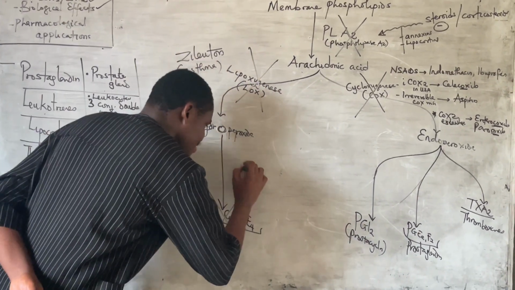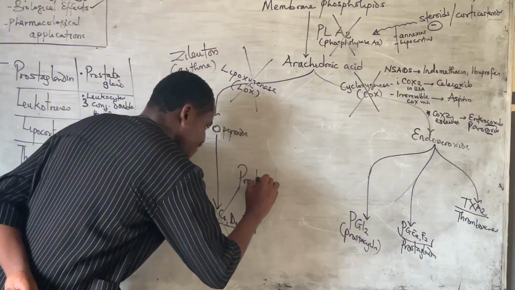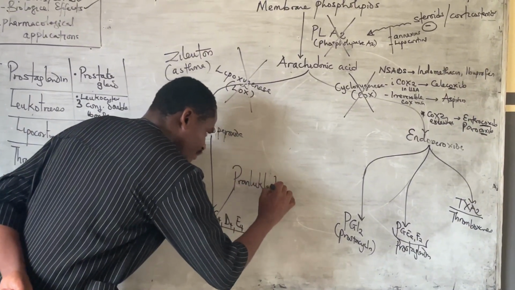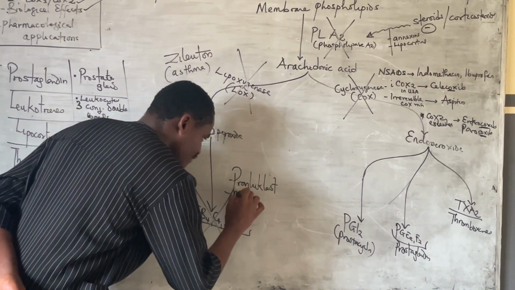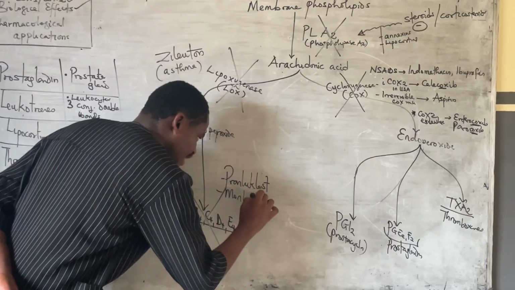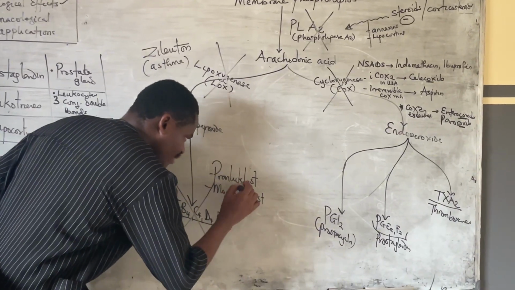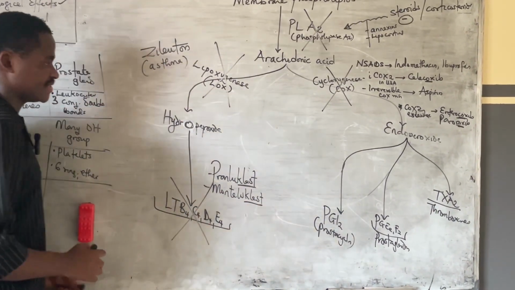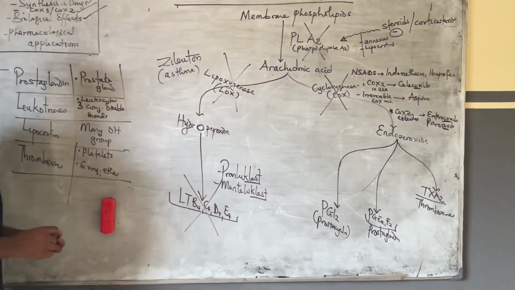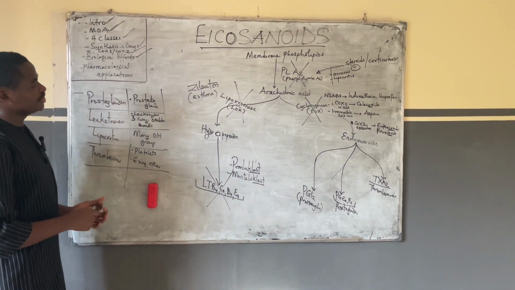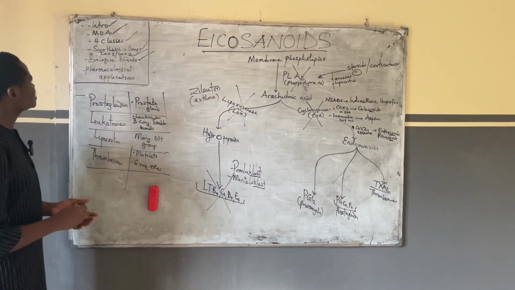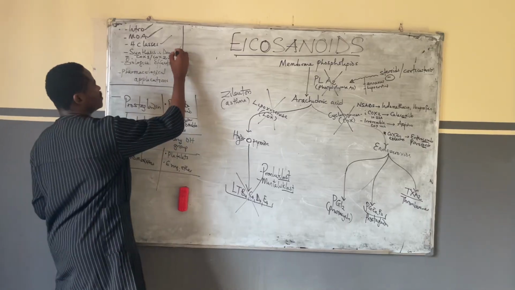We call them the likes of pranlukast, montelukast, and the list goes on, but the N and M in the clast. All right. So this has been the drug for the action or the synthesis of these eicosanoids.